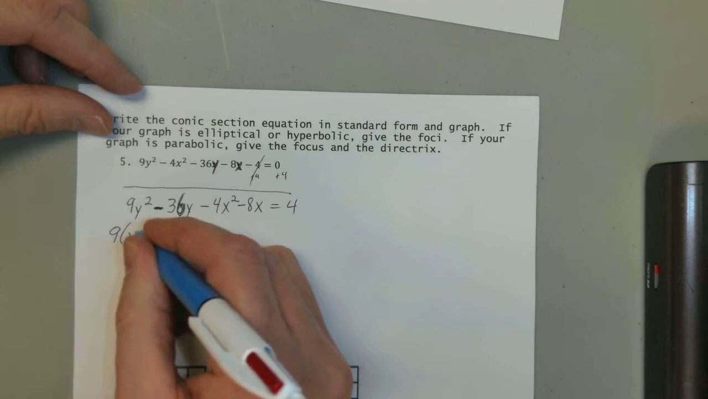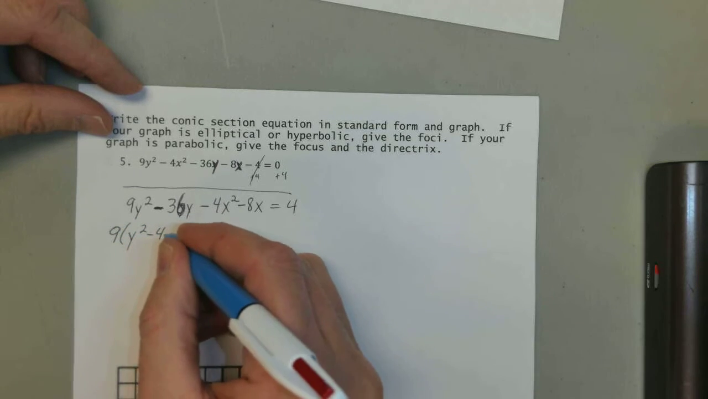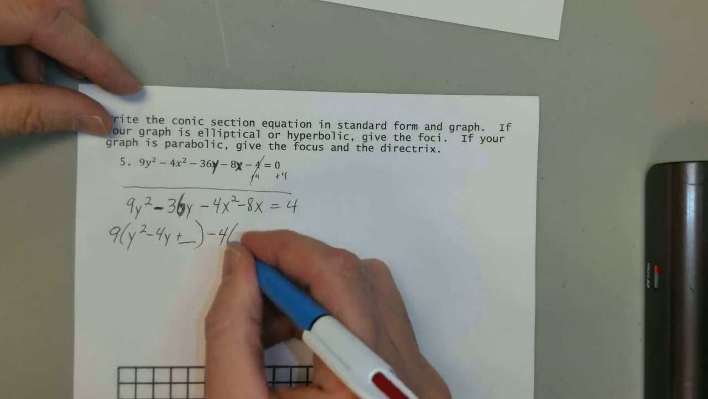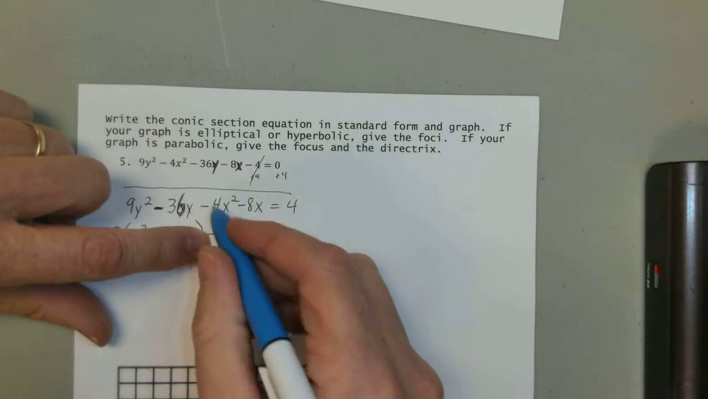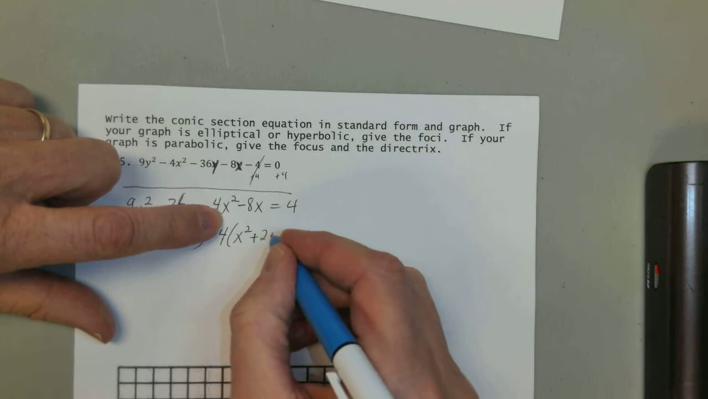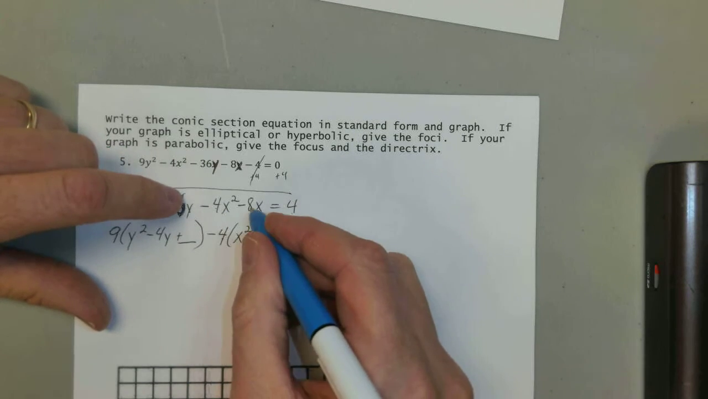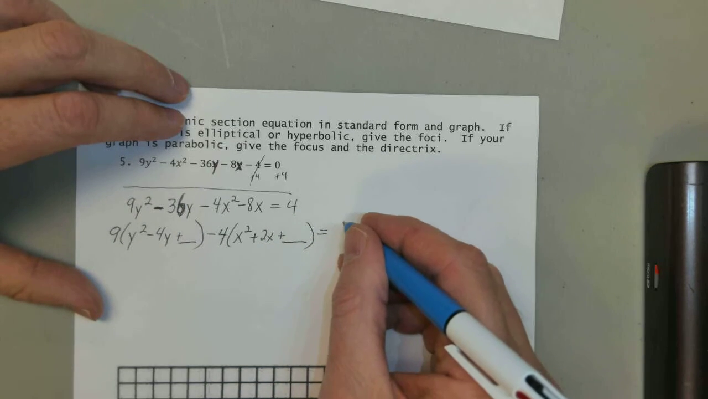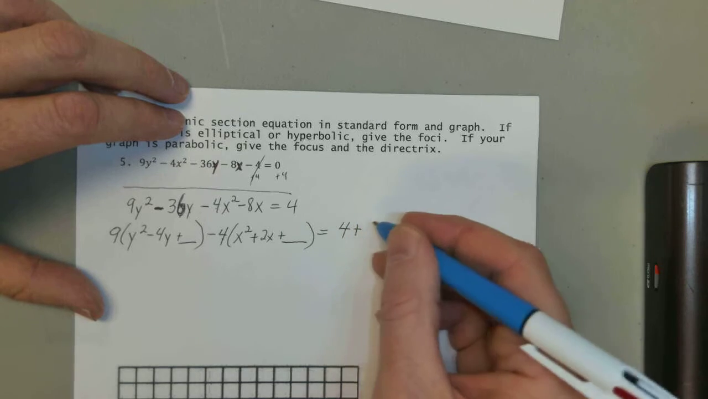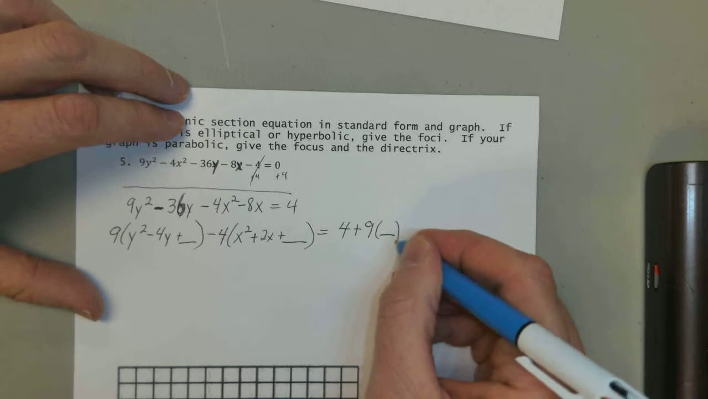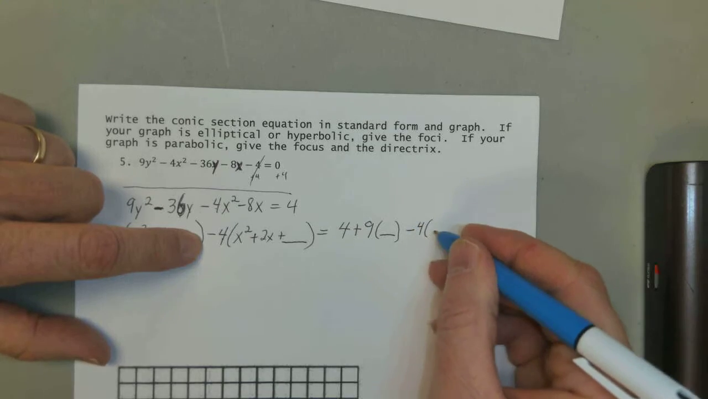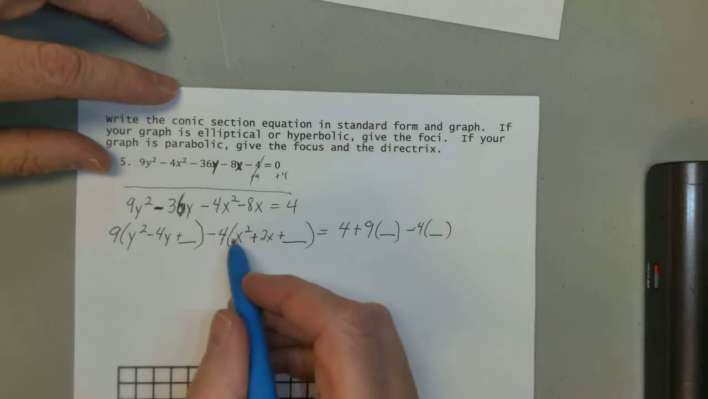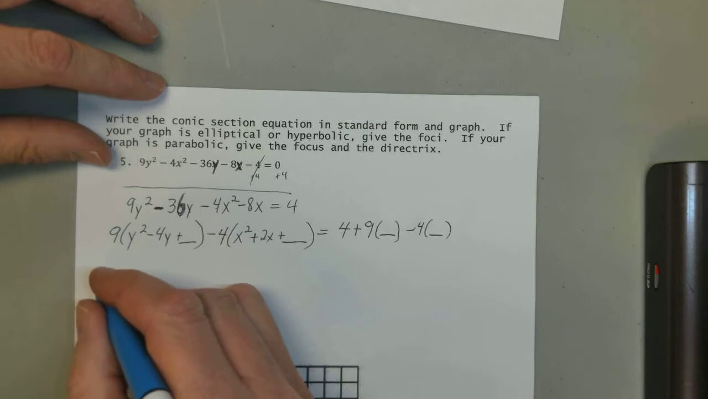So we've got to complete the square. I got 9 times y squared minus 4y plus something or other, minus 4 times x squared. Now remember, it's negative 4 we're factoring out, so this is plus 2x. Negative 4 times positive 2 is negative 8, plus whatever we need there, equals 4 plus 9 times this minus 4 times this. Okay. You've got to keep that sign, so just be aware of that.